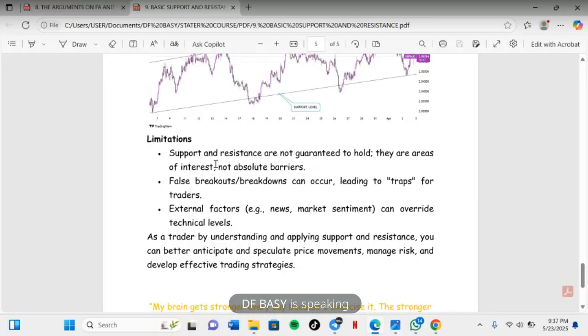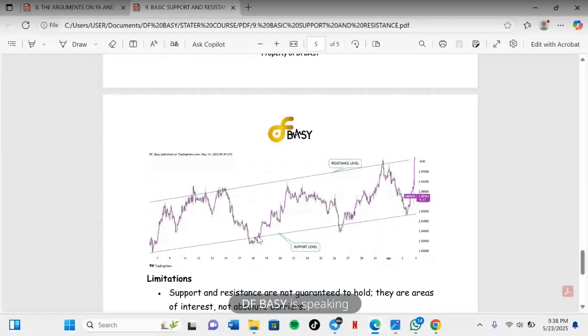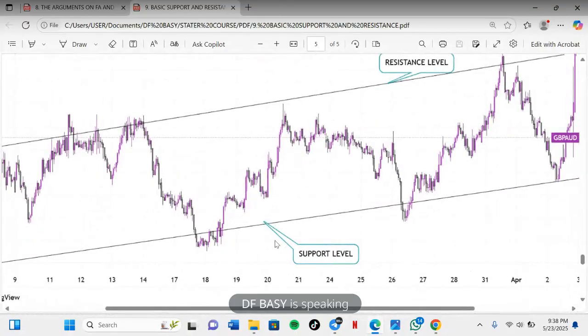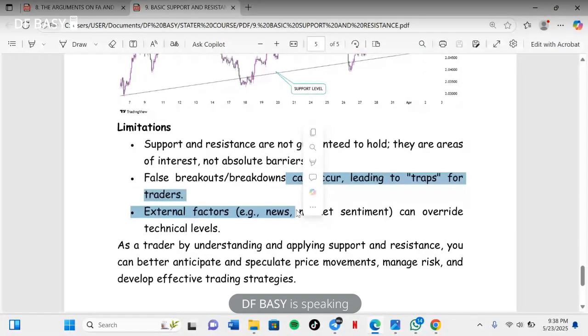False breakouts or breakdowns can occur, leading to traps. So, an example of false breakouts is like this: you look at this trend line, this support zone, where the market looks like it will break the trend line. It was broken, like it has broken the trend line, and it wants to continue going down, but it didn't. It still reversed and followed the channel, right? So those are false breakouts.